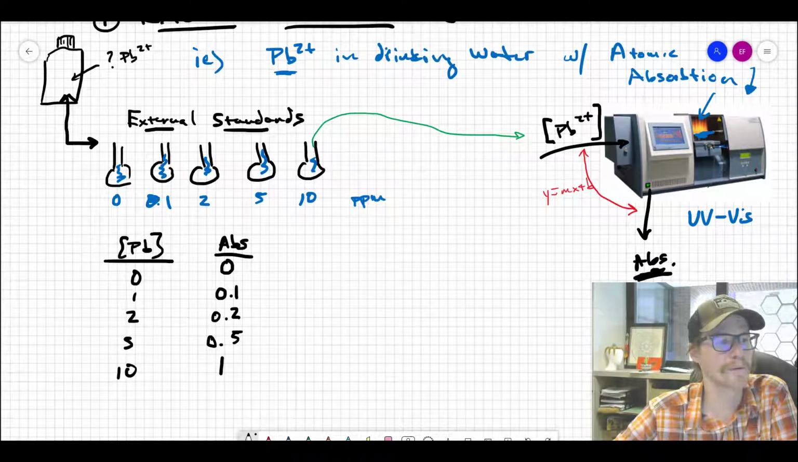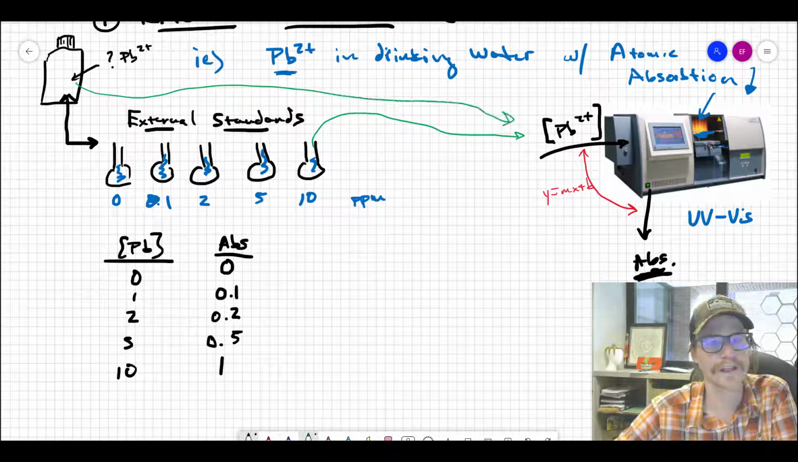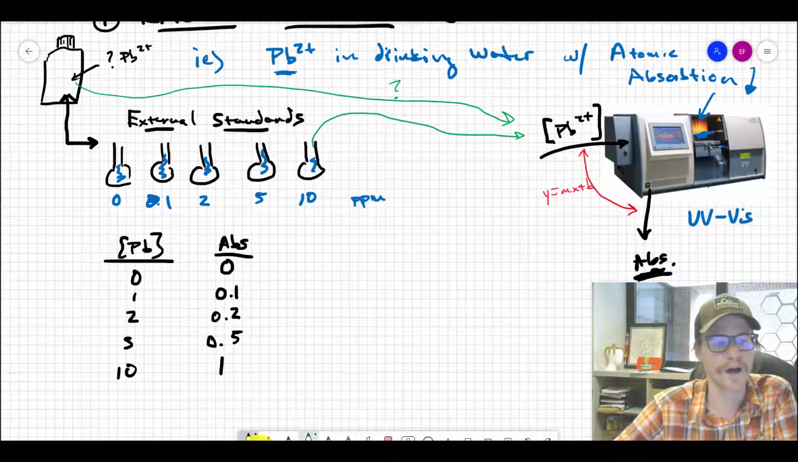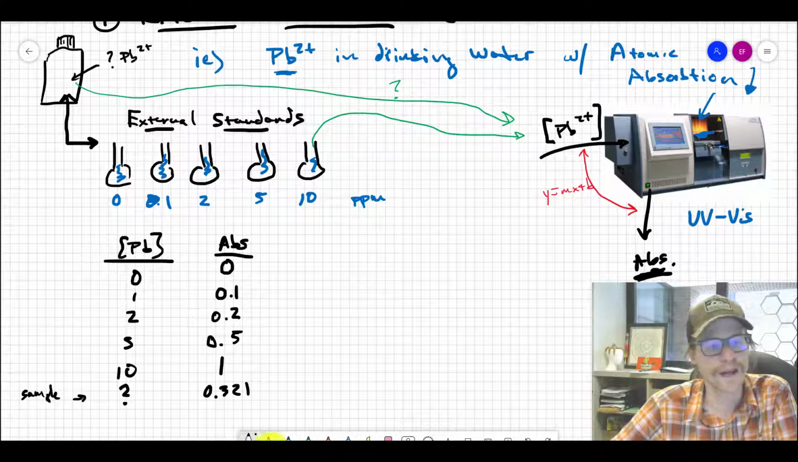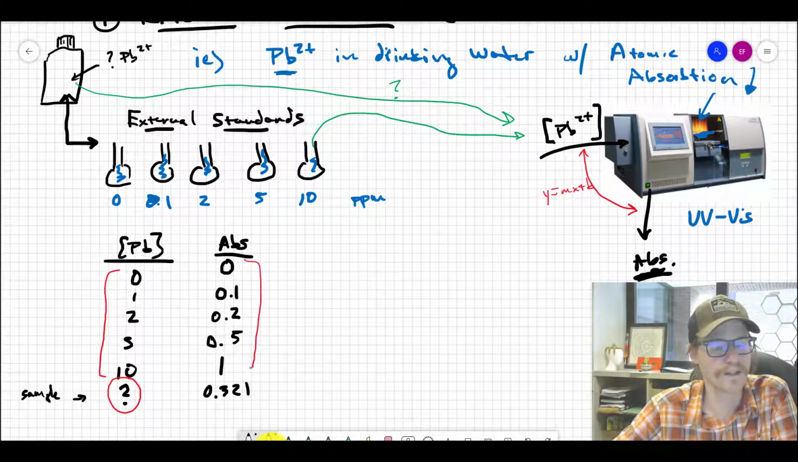So we've got this sample up here. Now we need to take this sample and inject it into our instrument, but we don't know what the concentration of lead is. So I'll add a row here, where we don't know for our sample what its concentration is, but we'll say that it measures an absorbance of 0.321. And now we are trying to determine this unknown value based on the response versus concentration relationship that we've established there.